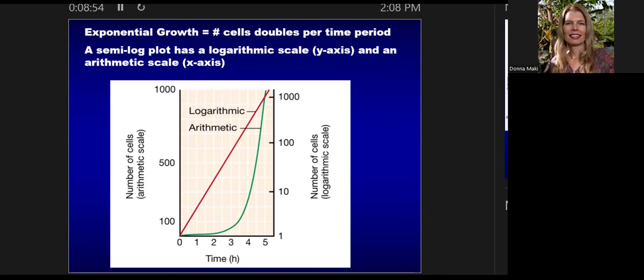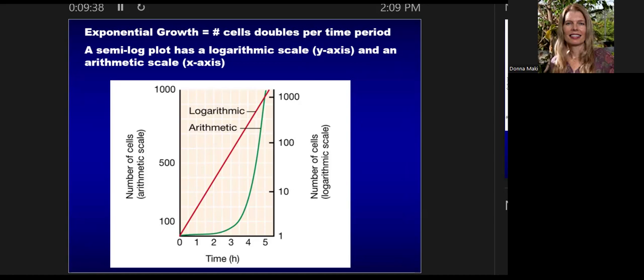But if you put the same data on what we call a semi-log plot, semi-log means the y-axis will be logarithmic, and the x-axis, the time axis, will be arithmetic. So semi-log, half log, the other half is just normal arithmetic. If you do that, you turn a swooping line like this into a straight line. The red line is another way to plot that data if you do a semi-log plot.